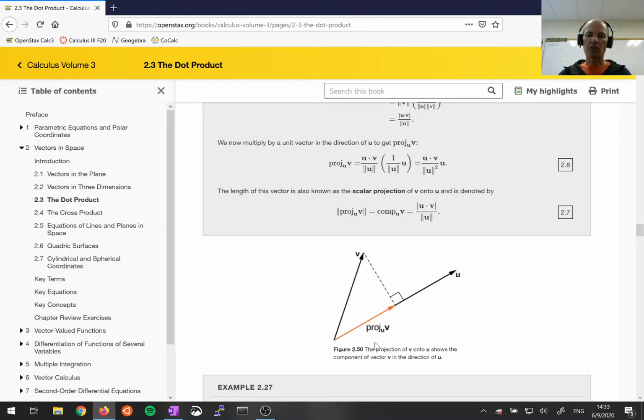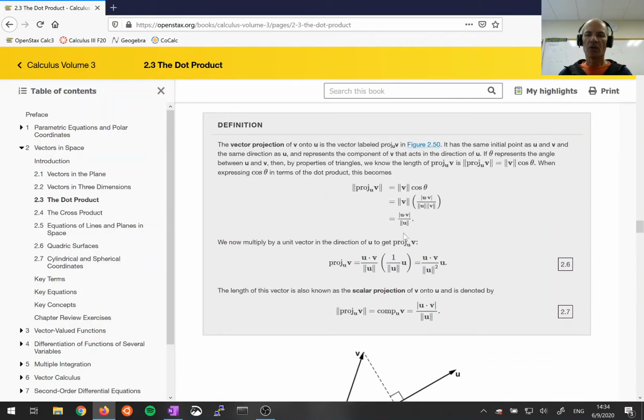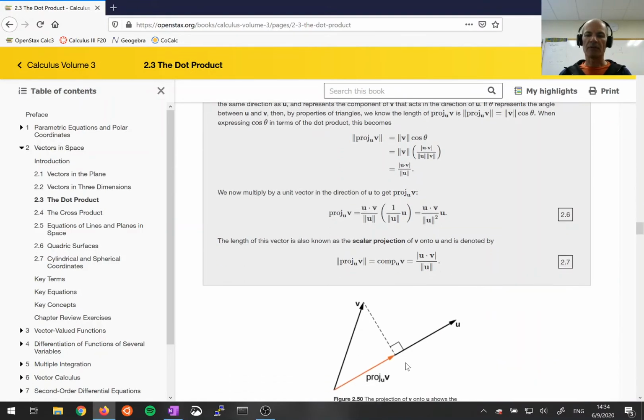Here's a nice visual, and this is what I carry around in my head. Here's the vector V. How much of V is pointing in the U direction? Well, it's represented by this orange vector. How do we figure out what that orange vector is? We take U dot V over the magnitude of U squared times U. That is precisely this orange vector.